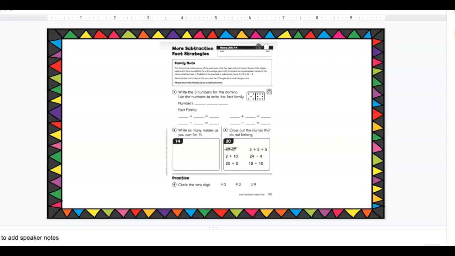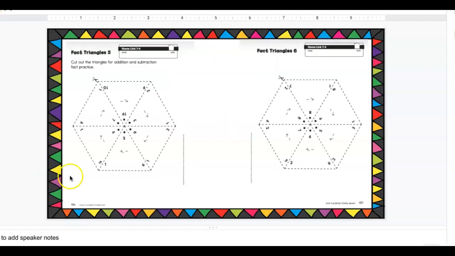Oh, one more important thing I wanted to say is the next page here also is part of your home link, and it's the fact triangle number 5 and fact triangle number 6 for you to cut these out to practice your fact families.